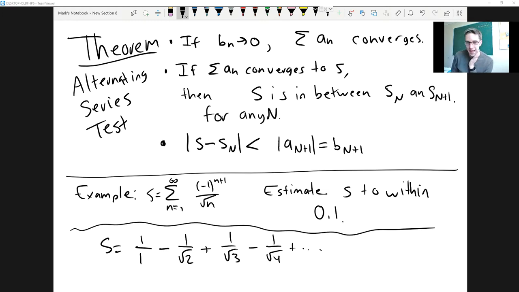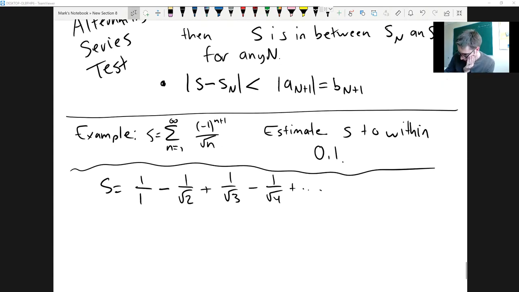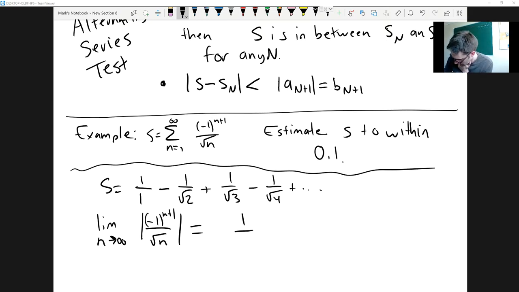Now, before we go into estimating it, it would make sense to actually check to see that it does indeed converge. And so all we need to do is look at the limit as n goes to infinity of the absolute value of the individual terms. Notice if you take the absolute value of the numerator, we'll just get 1, and the denominator is already positive, so we don't need that. And clearly, the denominator is growing, the numerator is not, and so the terms go to 0.